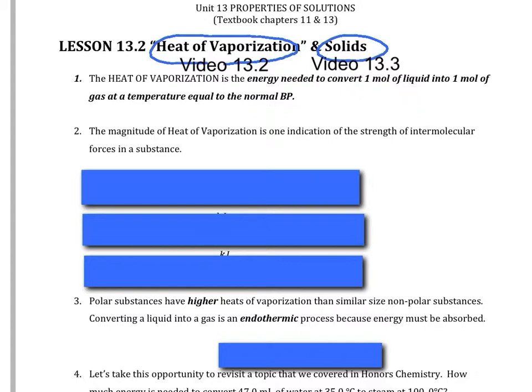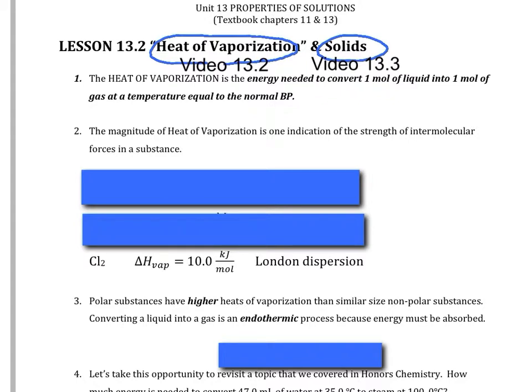I will begin with the bottom of the three substances and work my way up. So perhaps you'd like to watch the entire presentation before you actually write your notes. First, let's consider chlorine gas. Chlorine gas is held together by London dispersion forces. Remember, these are the weakest of the three intermolecular forces. We find that the enthalpy or heat of vaporization is 10 kilojoules per mole.